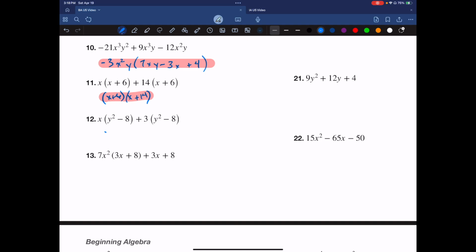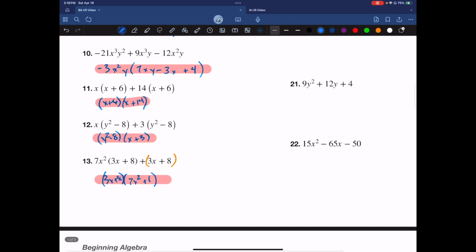On 12, that's going to be y squared minus 8. And I'm going to bring it together, the x plus 3. So there's that. 13 is a little tricky because the second binomial is not in parentheses, although you could write it that way. Just think of it that way. And that's going to be 3x plus 8 in parentheses, and then you got 7x squared plus 1. Because when your GCF is one of your terms, you have to replace it with 1. And so that's your answer.